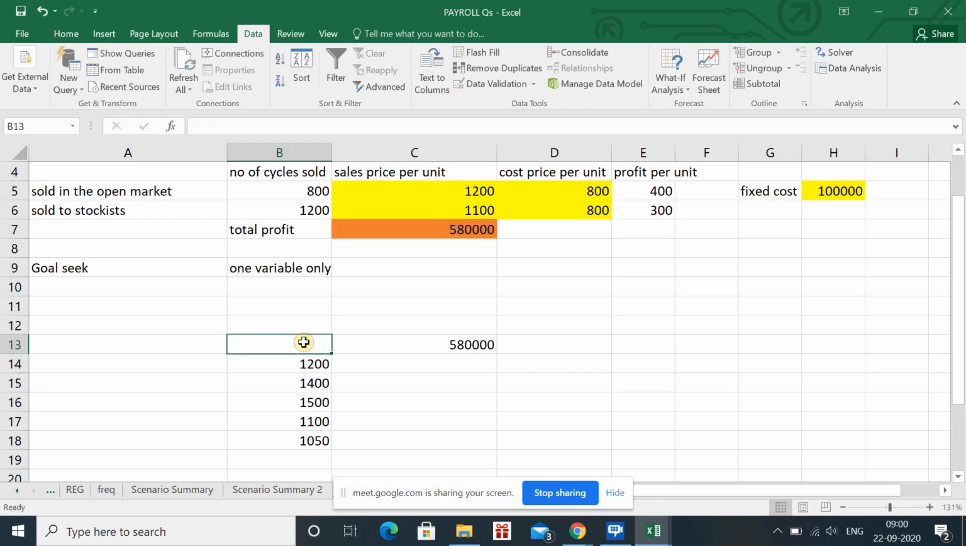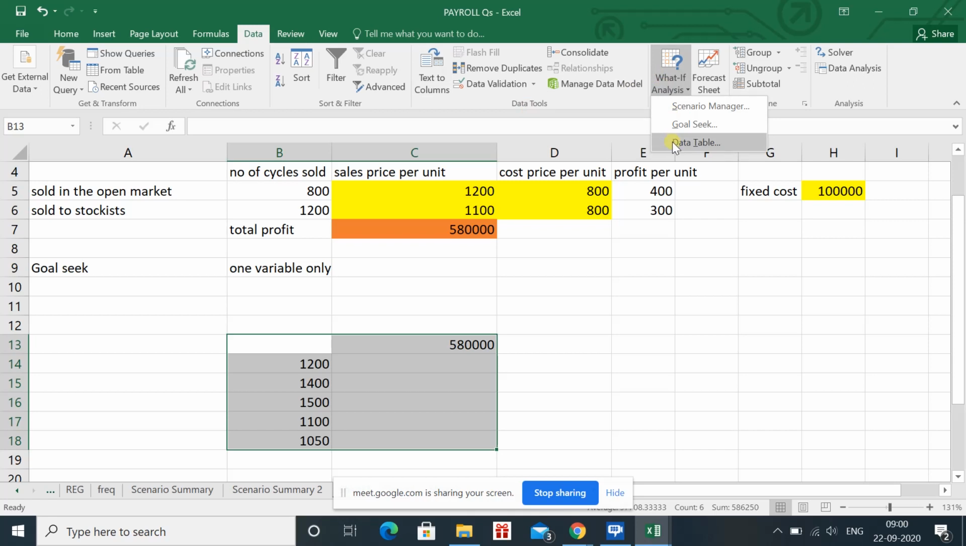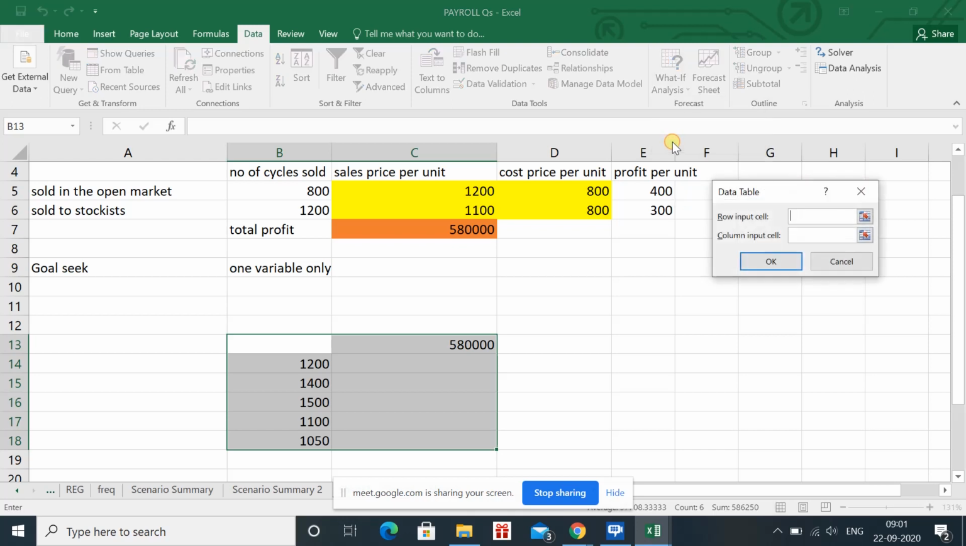So in the second option, they want to see the impact on the profits when you are changing the selling price in the open market. Here, if we are changing the selling price in the open market, in data, what if analysis, you can see that we want to see the impact of multiple inputs. So we have to go to the data tables.